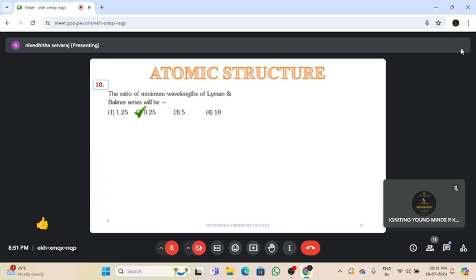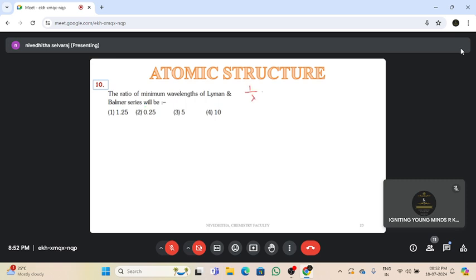Okay. Avantika, do you have any doubt? Ma'am, it is 4 by 3 RH into 5 RH by 36, no, ma'am? It is not 4 by 3 RH. Ma'am, wavelength means it should be inverse of the 3 RH by 4 for first line. Yes, it is. Okay. Shall we calculate together? Yes, ma'am. Okay. So basically, what is the formula?